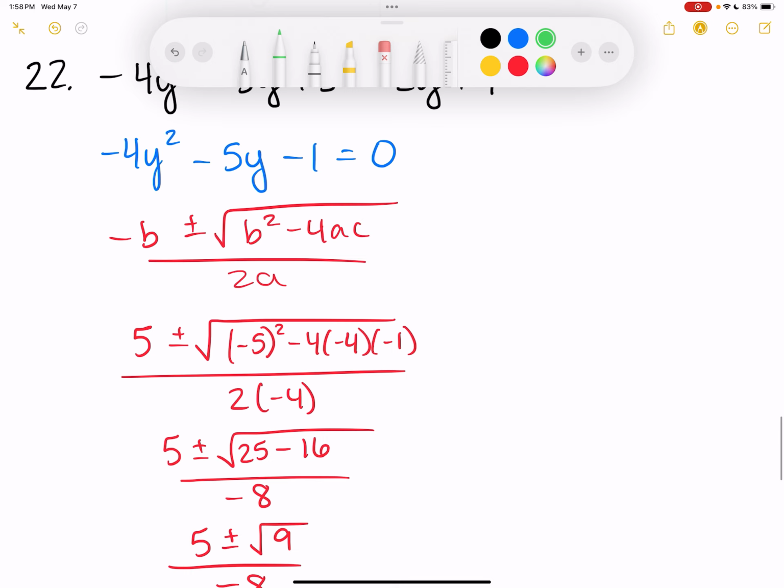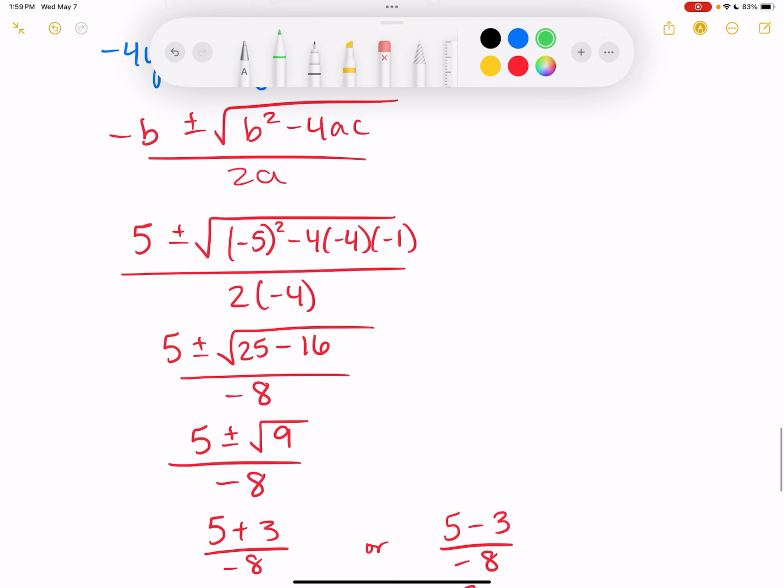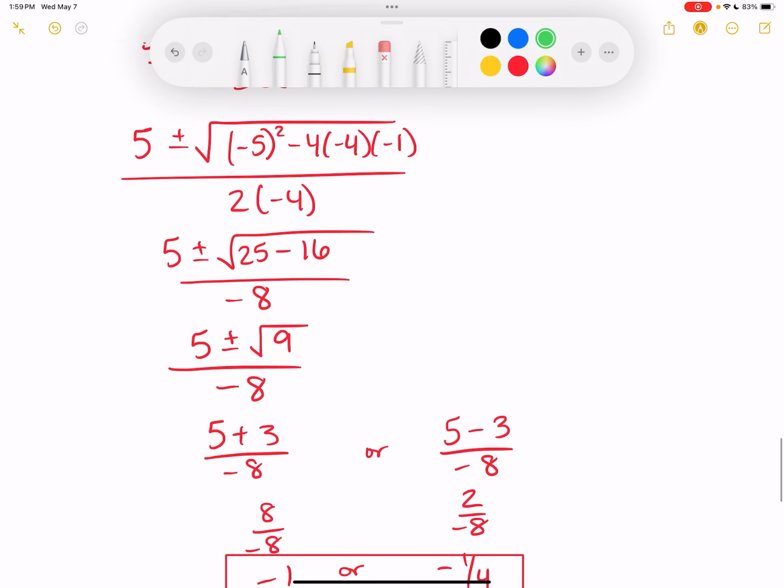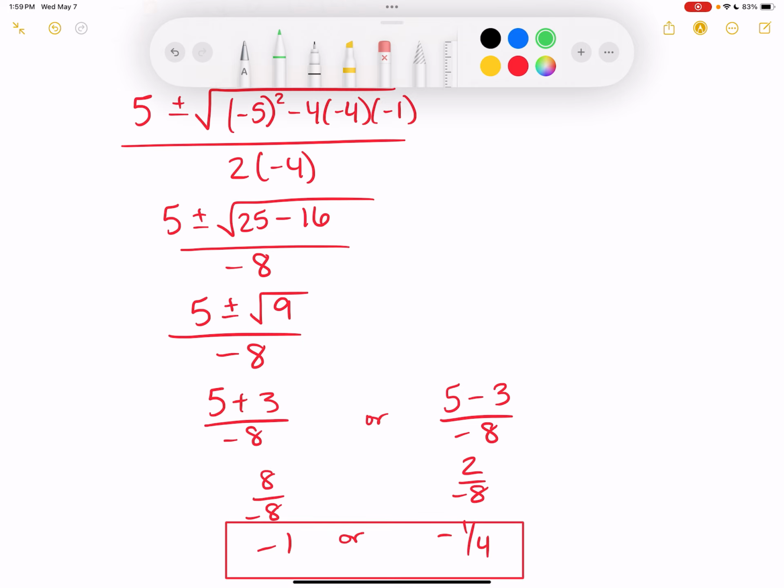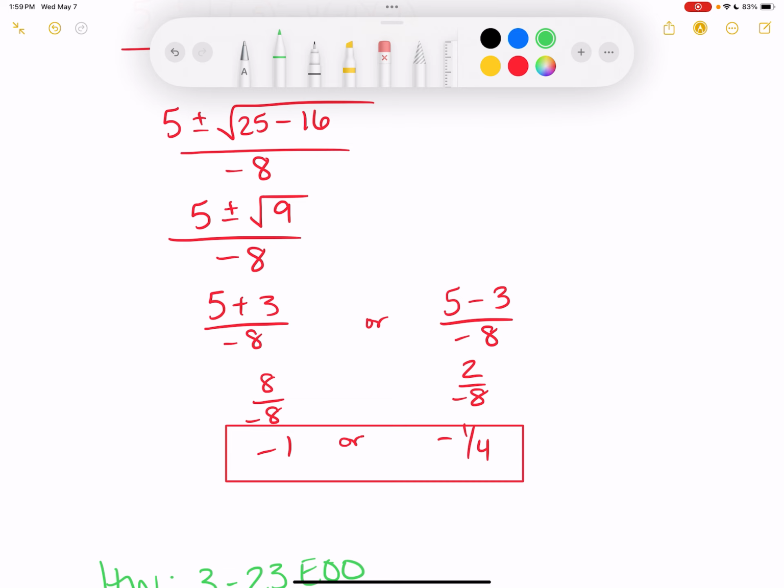Alright, so it ended up being a positive 5 plus or minus the square root of negative 5 squared minus 4 times negative 4 times negative 1. That's where you really have to watch your signs because all of these things were negative. Over 2 times negative 4. Then we've got 5 plus or minus the square root of 25 minus 16, because 3 negatives multiplied give us a negative, over negative 8, which is the square root of 9 under here. I split it into 2 separate things since that was a perfect square. So 5 plus 3 divided by negative 8 and 5 minus 3 divided by negative 8, and those reduce to negative 1 and negative 1/4.